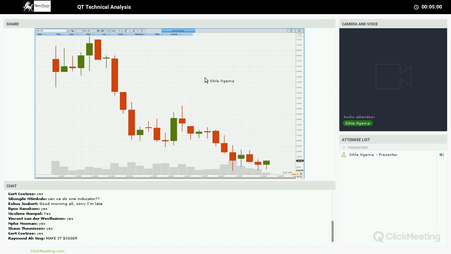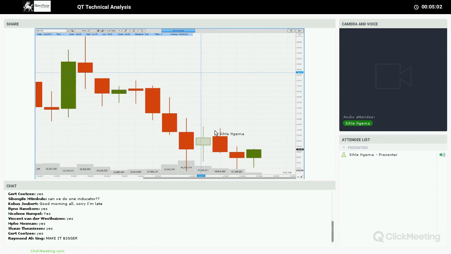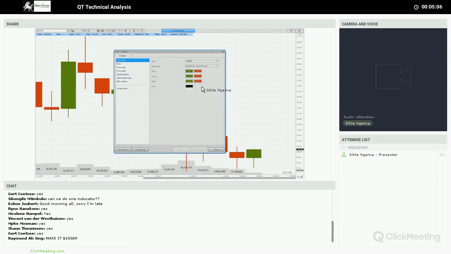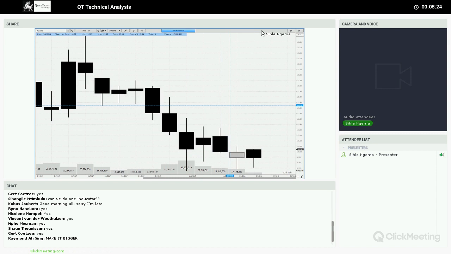I'm going to start first with changing my chart. I want it to be the same color, so I'll just make it black. I'll just make everything black right now. There we go. So my chart is black, filled with candlesticks that are black.